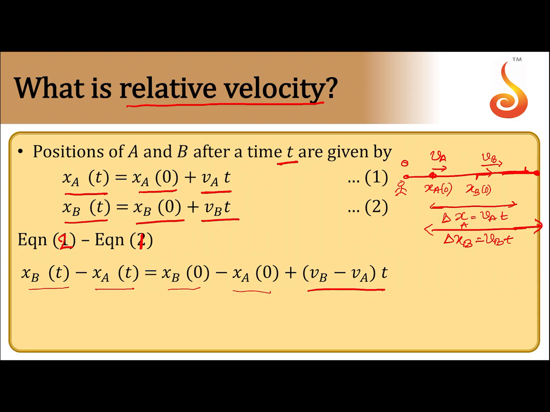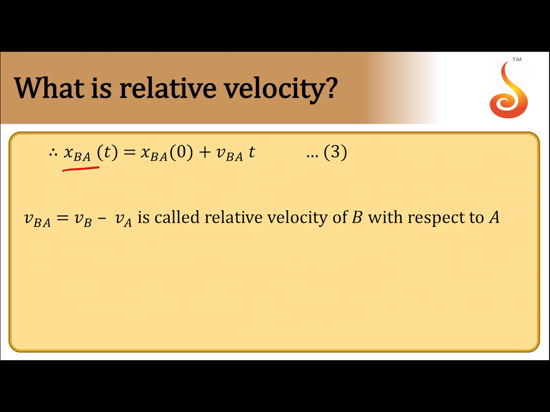So, if you look at this equation carefully, this is nothing but displacement of B with respect to A after time t. This is displacement of B with respect to A, or position of B with respect to A at t is equal to 0, plus we get this VB minus VA into t. Many a times it is convenient if we choose them to be at the origin. So, we write it like this: xBA at t is equal to xBA at 0 plus VBA into t.